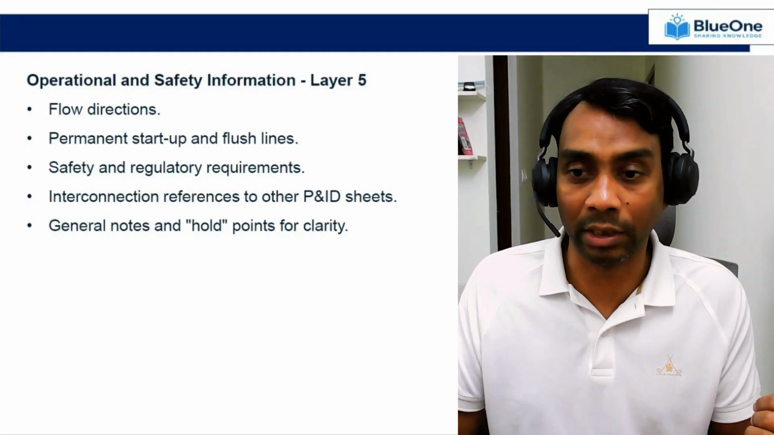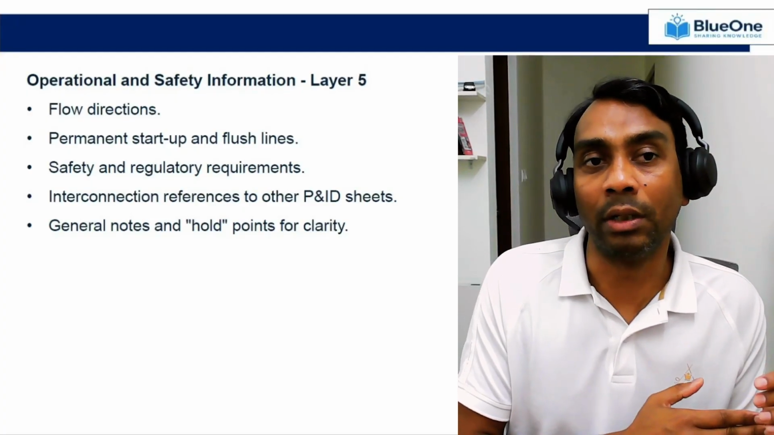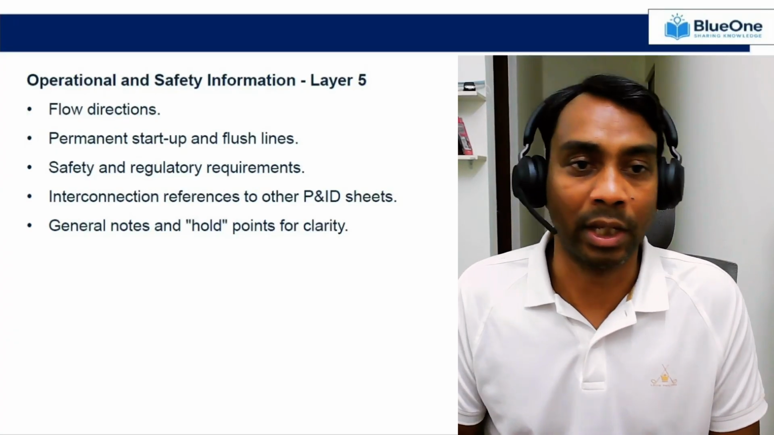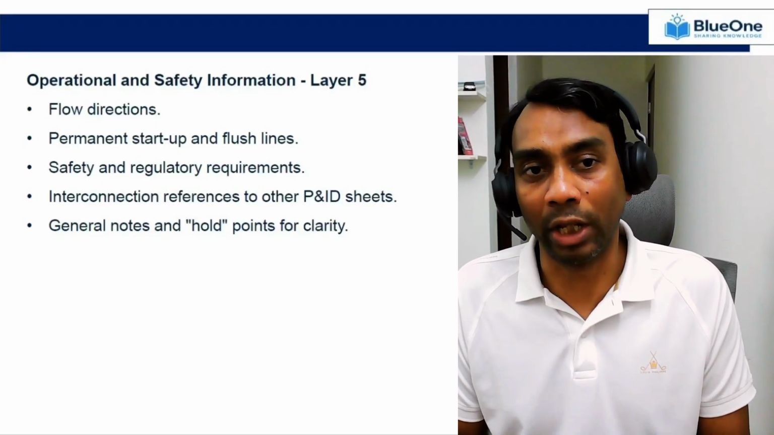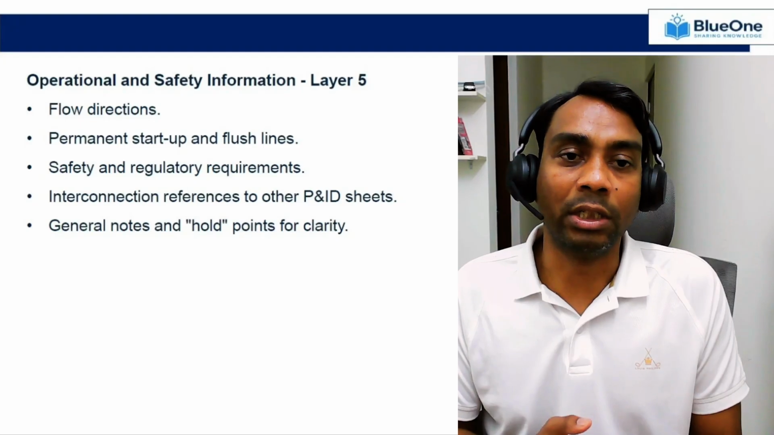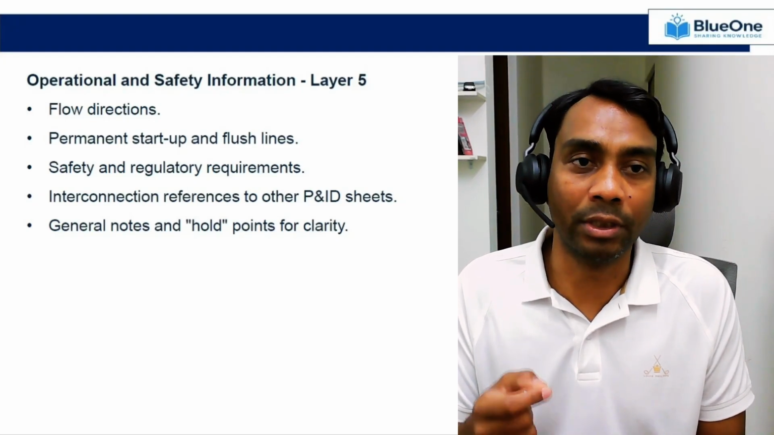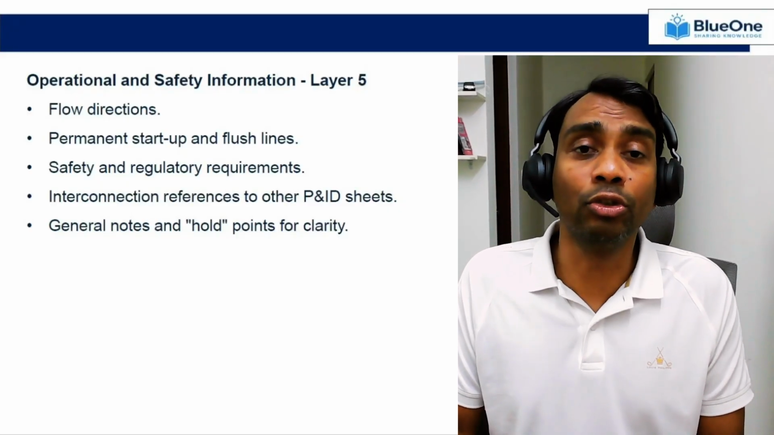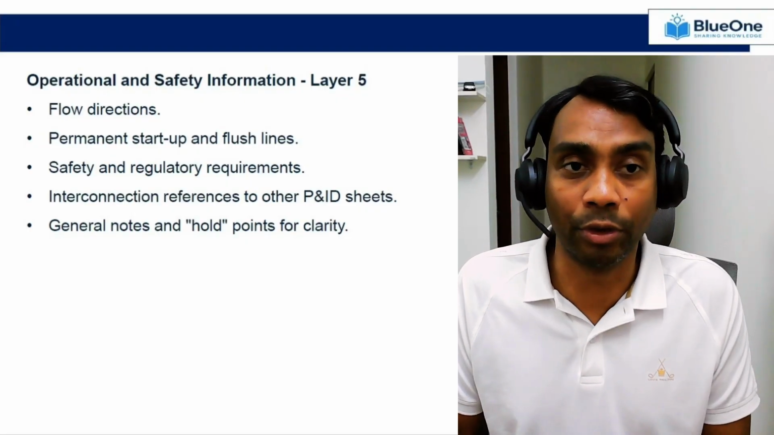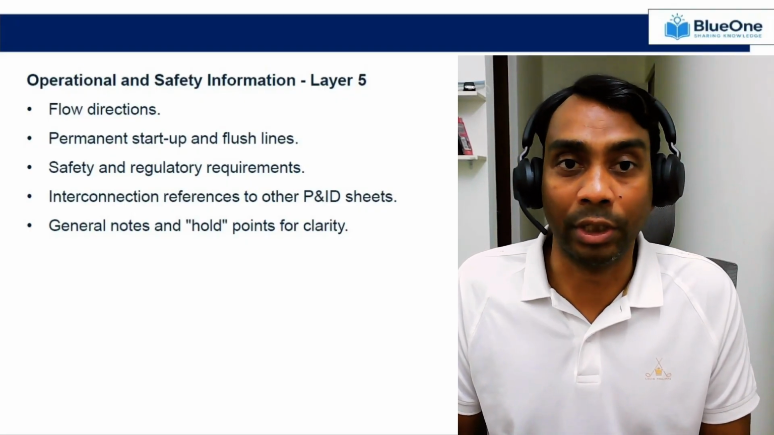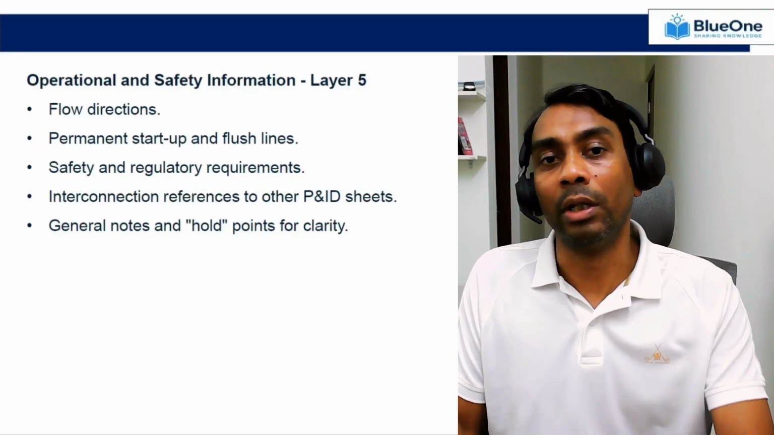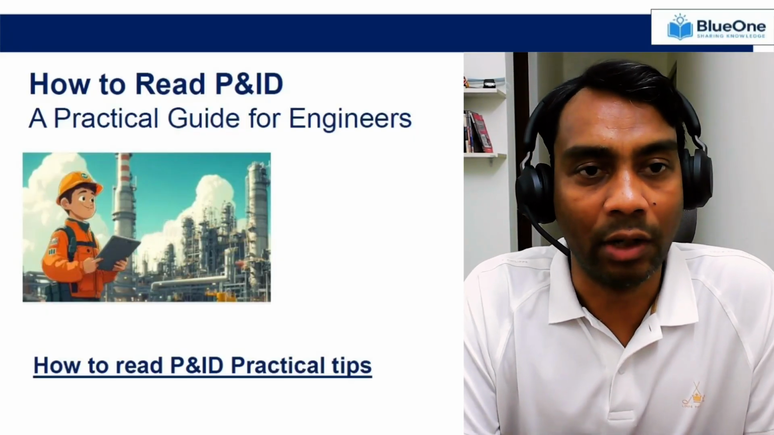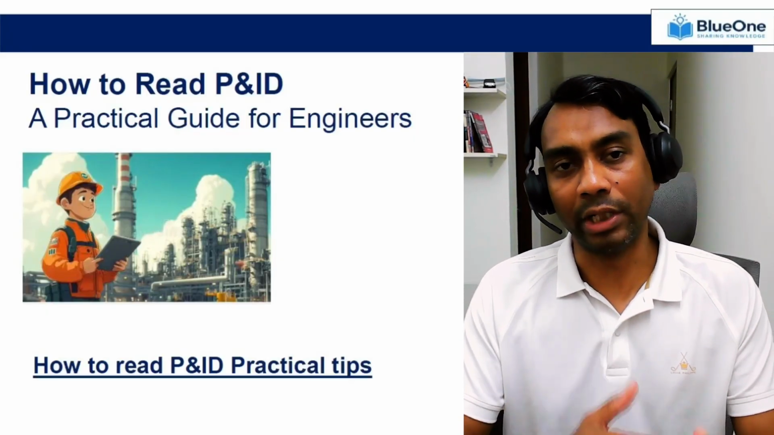So if you see the left side and the right side, you will see the lines, which will help you to understand where this particular line is coming from and where this line is going next in the system. And there will be nodes and hold points for clarity, so you can easily understand what the specific requirements are associated with that particular equipment or instrument. So layer 5 is essentially important, and we have to look into detail to understand the importance of that particular equipment. We have seen how all these five layers of information are organized in a P&ID.